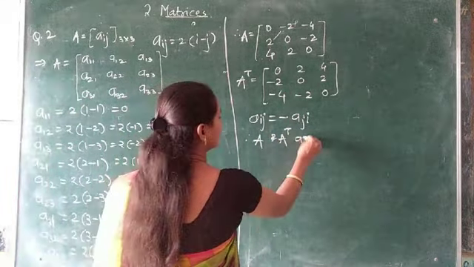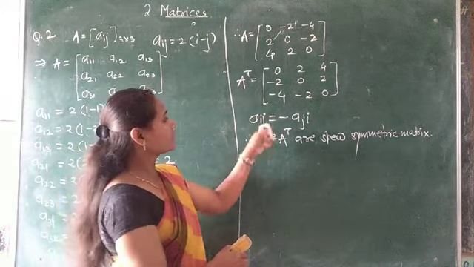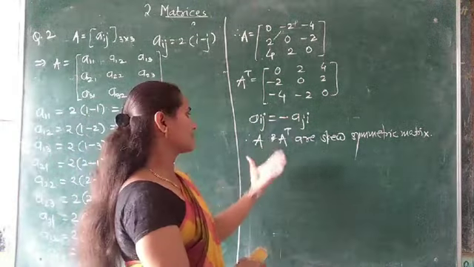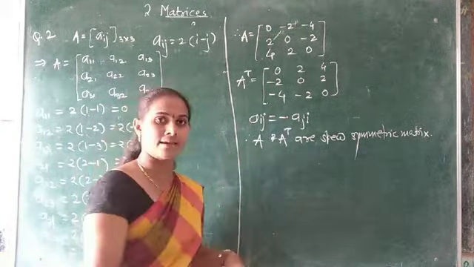Symmetric matrix means what? If aij is equal to aji, then it is called a symmetric matrix. But here aij is equal to minus aji. Since both matrix A and A transpose are called skew symmetric matrices. Now next, question 3.